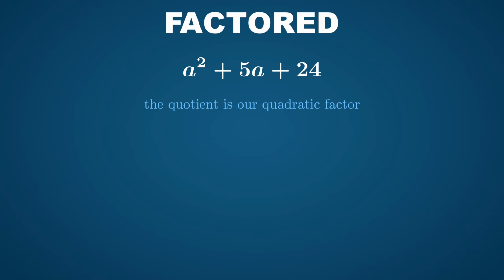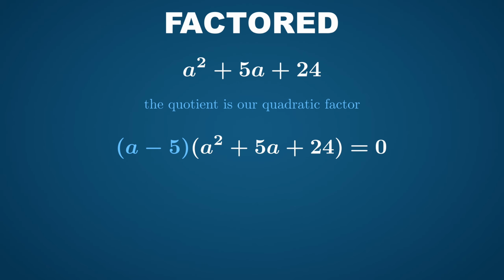Our division gives us a quadratic factor to work with right now. The quadratic is a squared plus 5a plus 24. Our original equation is now factored into two separate pieces. We have a minus 5 multiplied by the new quadratic expression. This entire product is equal to 0, so we analyze each part separately. We already know the first factor gives the solution a equals 5. Now we must check the second factor for any additional roots.